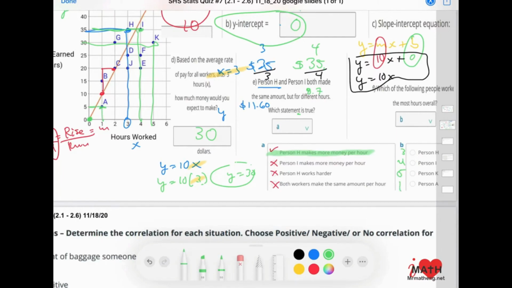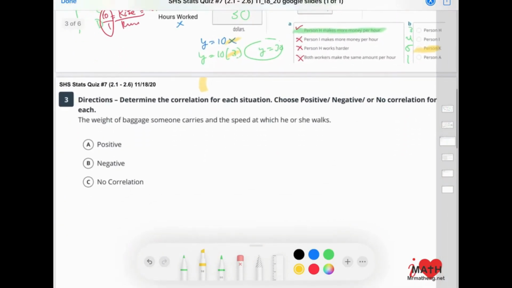And person A worked 1 hour. So which person worked the most overall hours? That would be person K. Is the correct answer. Okay, let's try number 3.